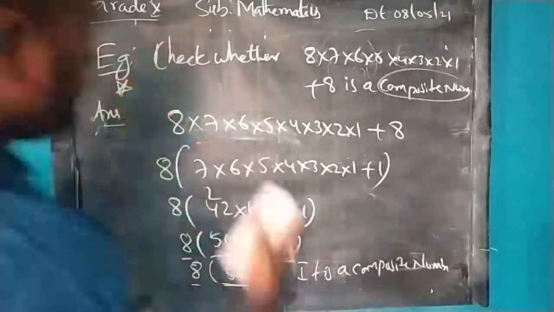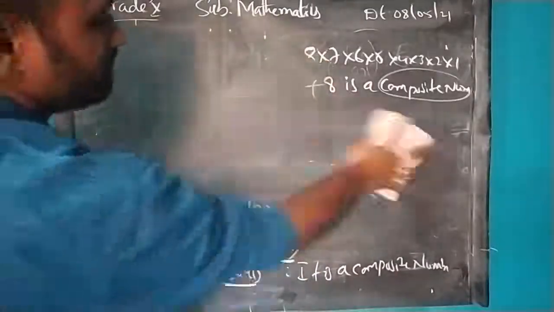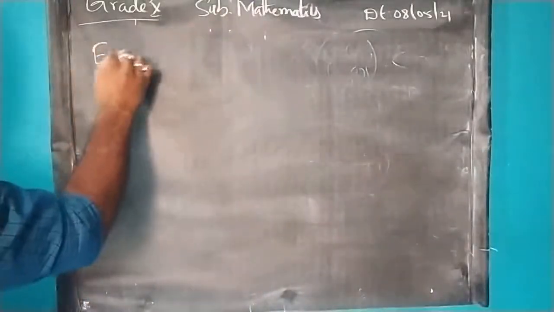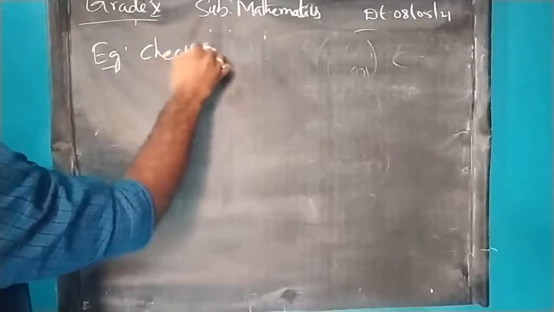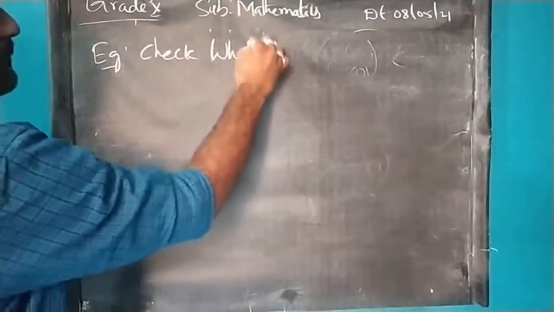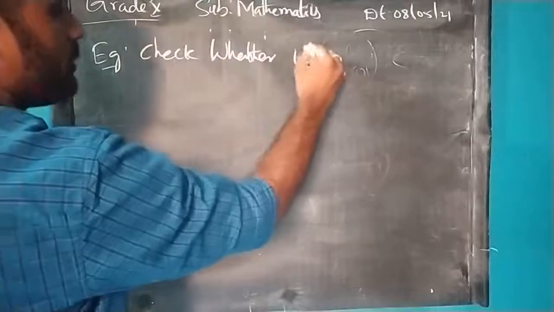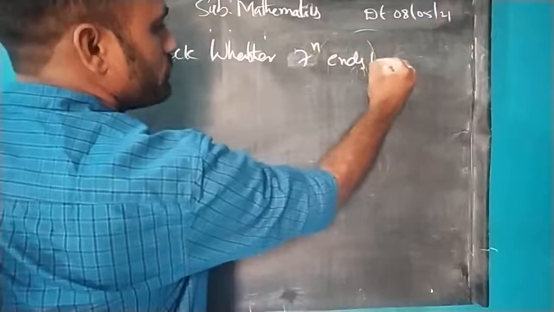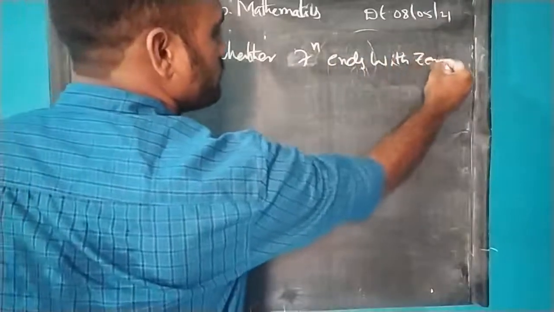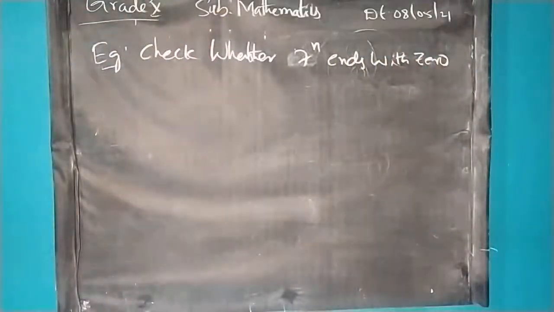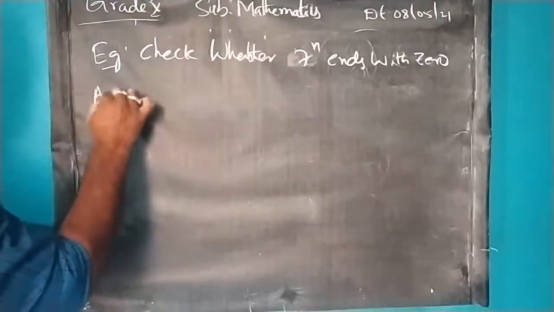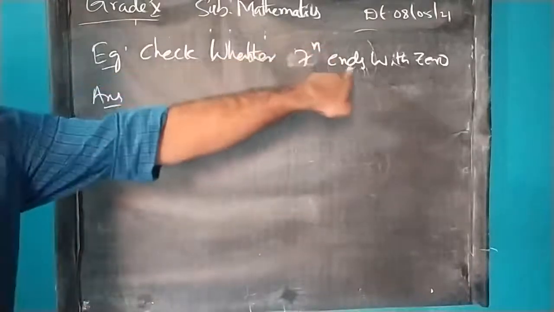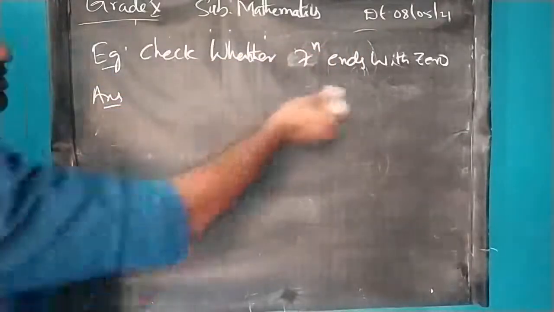Let us take another type of question. Example, check whether 7 power n ends with 0. So for checking purposes, this is also one of the important topics. How to check whether 7 power n, anything power n he will give, and he will ask whether it ends with 0 or ends with 1, whatever it is.